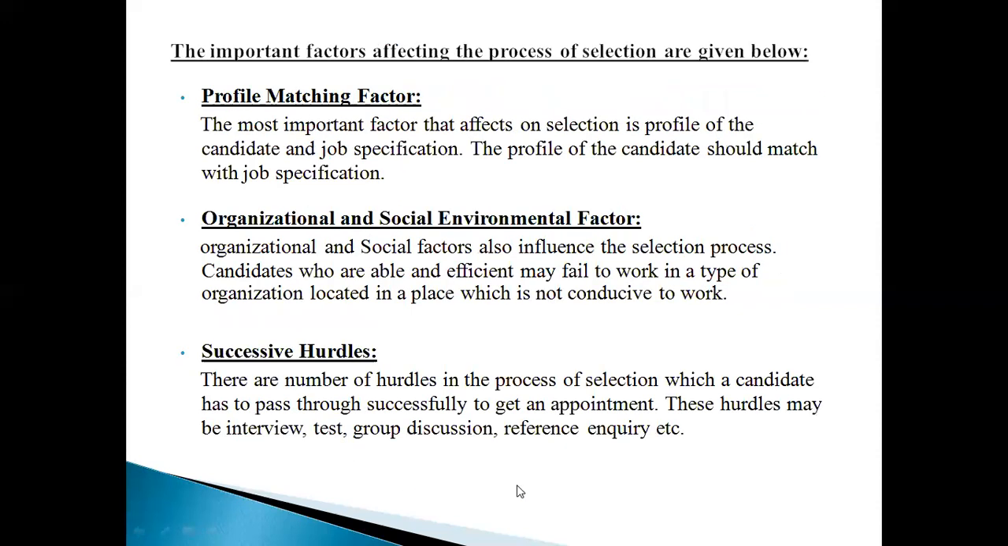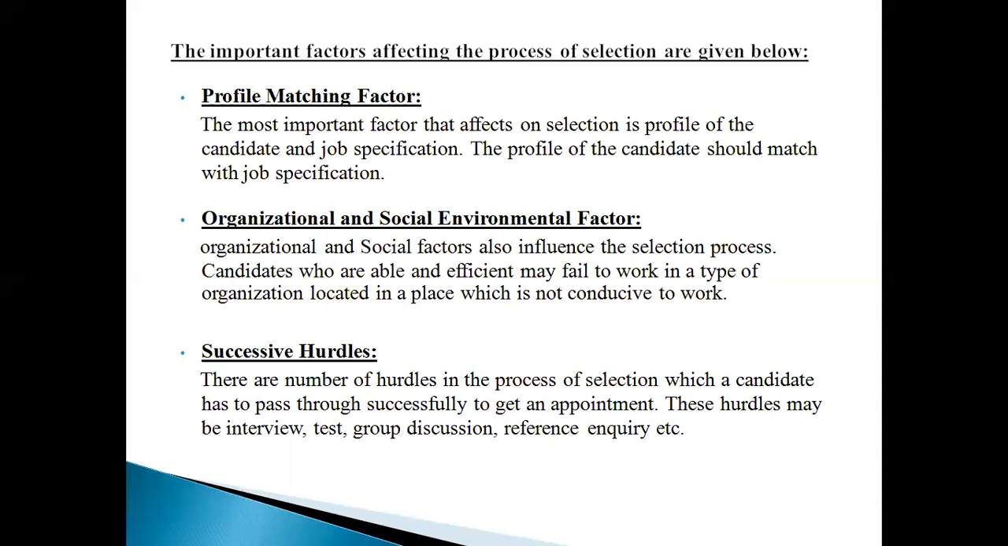Next, the important factors affecting the process of selection are given below. What are the important factors affecting the process? First, the profile matching factor. The most important factor that affects selection is the profile of the candidate and the job specification. The profile of the candidate should match the job description.